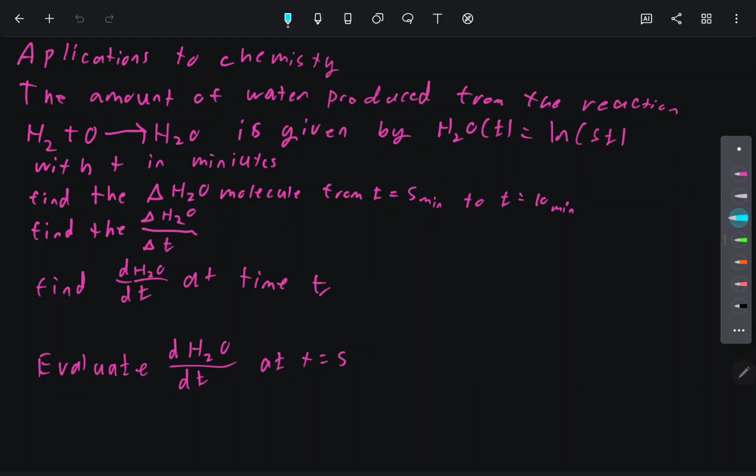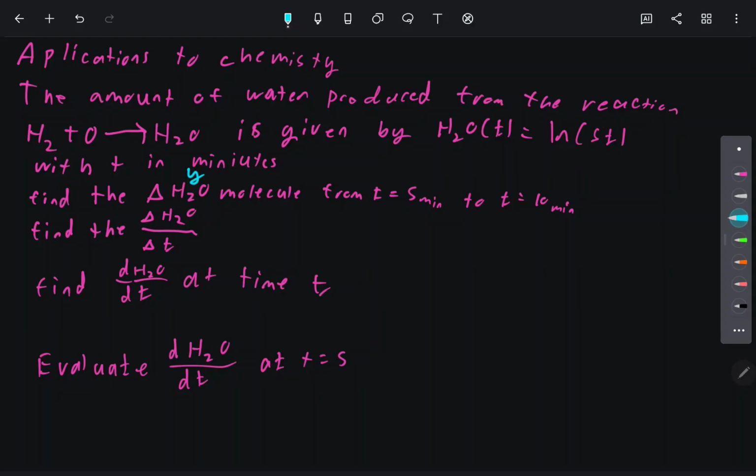So the amount of water produced from the reaction H2 plus O creates H2O is given by H2O of t is equal to the natural log of 5t, with t in minutes. Well, I don't know if this is actually true or not. I'm pretty sure I'm just making it up. But it's still here for us to do some calculus practice. So we want to find the change in H2O molecules from 5 minutes to 10 minutes. Notice that this is just a change in the H2O, or we can even call this y.